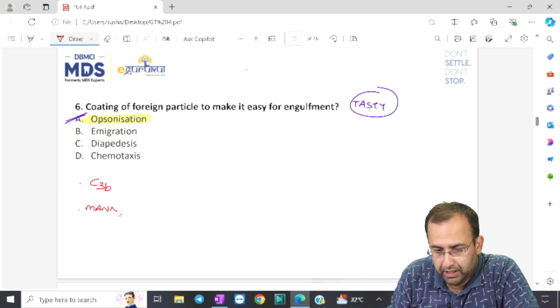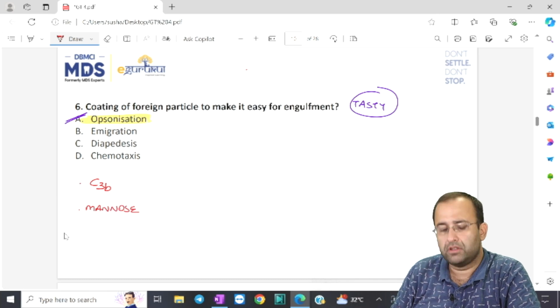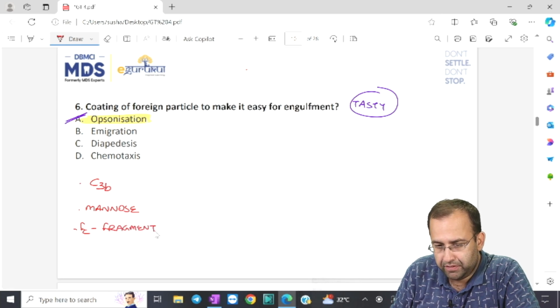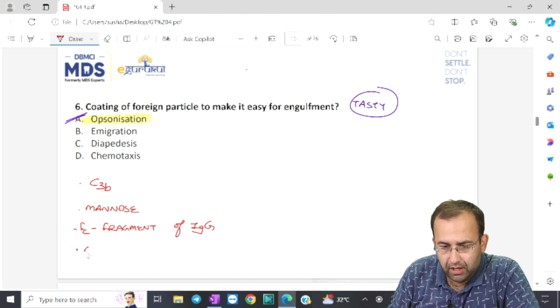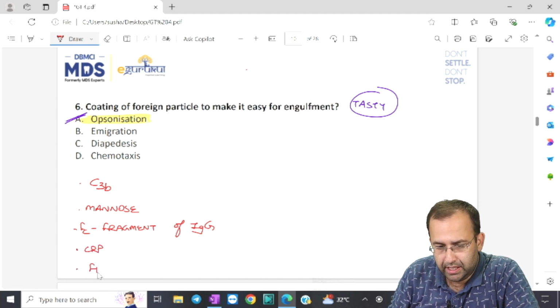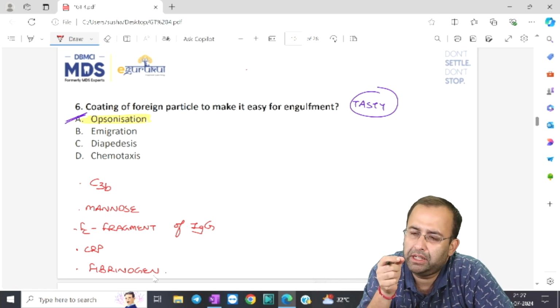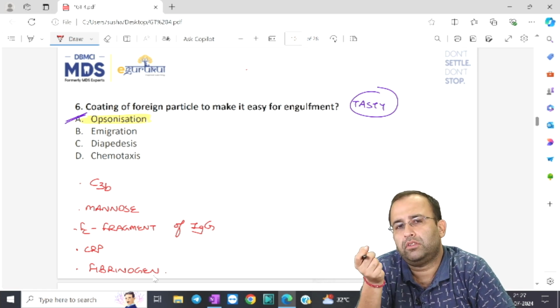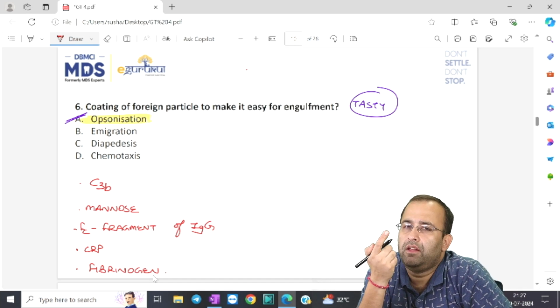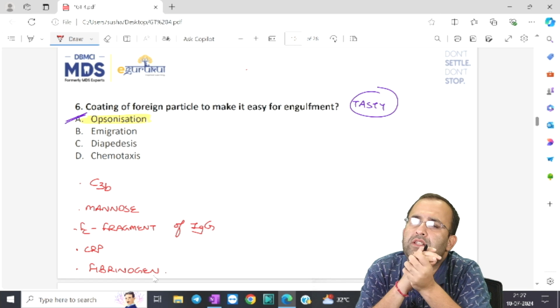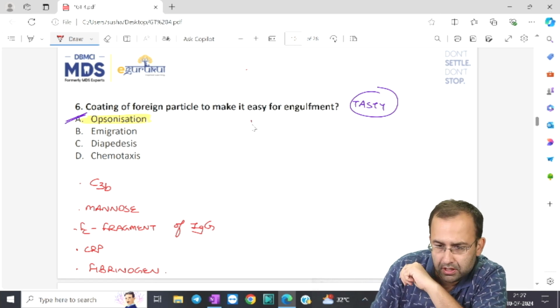Mannose. Bacterial cell wall has mannose on it. FC fragment of immunoglobulin G. C reactive protein. CRP and fibrinogen. These are the opsonization agents. They make the bacteria tasty for phagocytosis. C3b, mannose, FC fragment of IgG, CRP and fibrinogen. These are the opsonization agents.